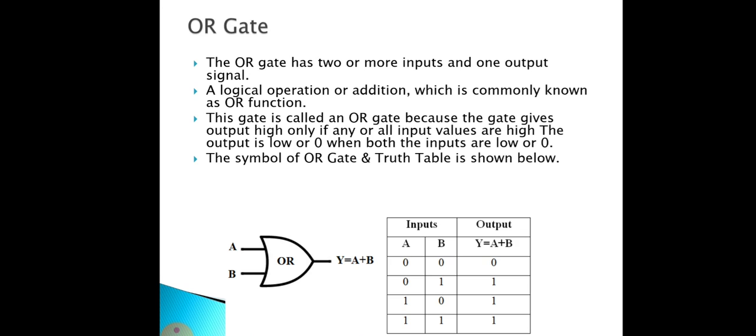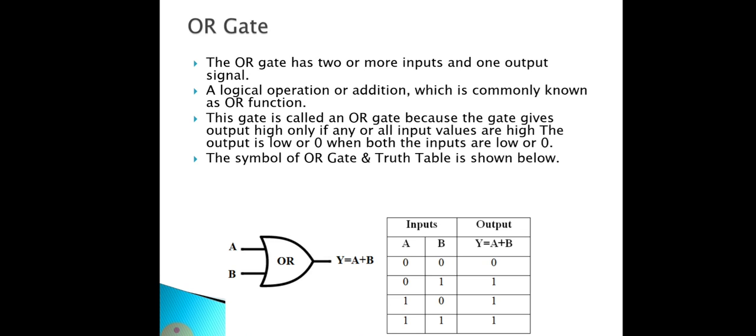Next gate is the OR gate. The OR gate has 2 or more inputs and 1 output. A logical operation of addition, which is commonly known as the OR function, means it performs the addition between 2 variables. This gate is called an OR gate because the gate gives output high if any or all input values are high. The output is low or 0 when both the inputs are low or 0. The symbol of the OR gate and truth table are as shown in the figure.